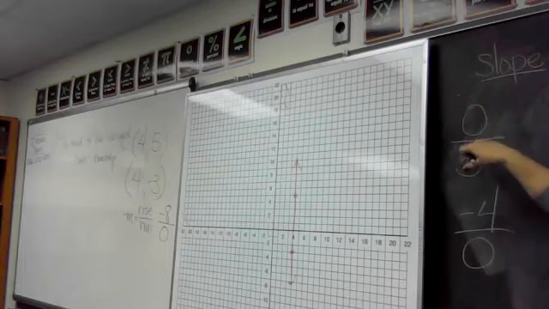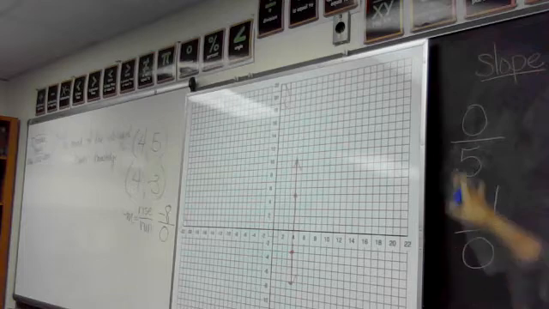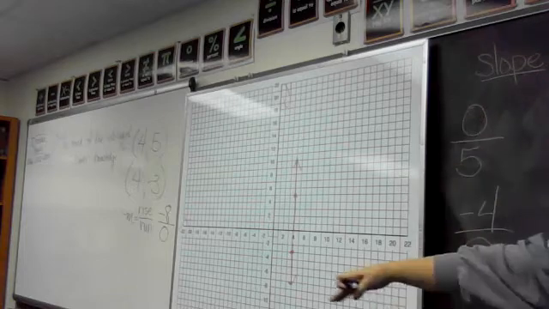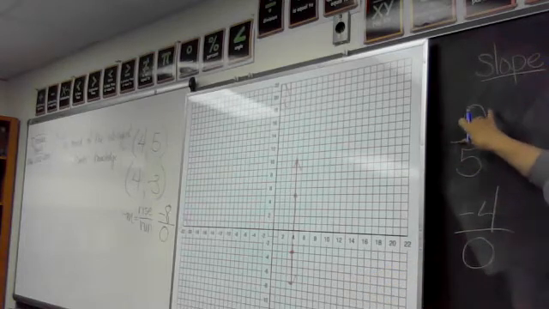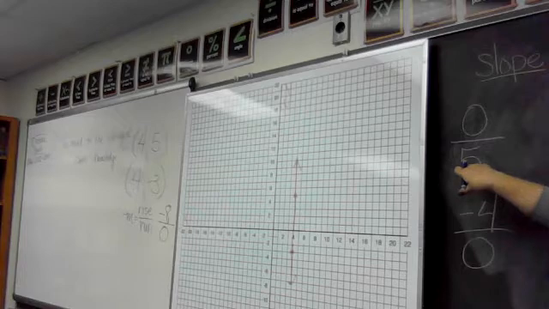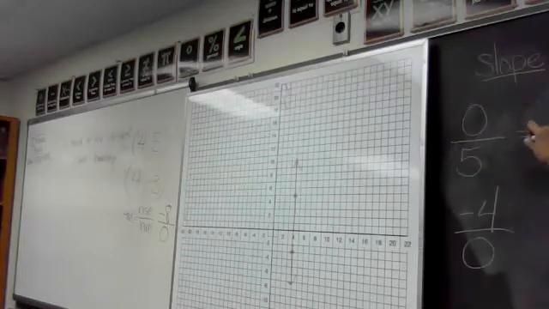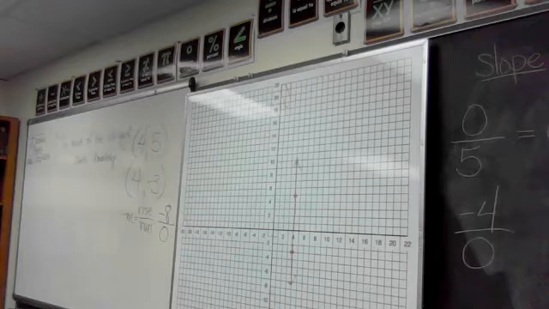Well, I think that's going to mess you up. This is 0 if you have 0 cookies, okay? You have 0 cookies and 5 friends. You're going to divide it between your 5 friends. How many cookies is everybody going to get? 0, right?